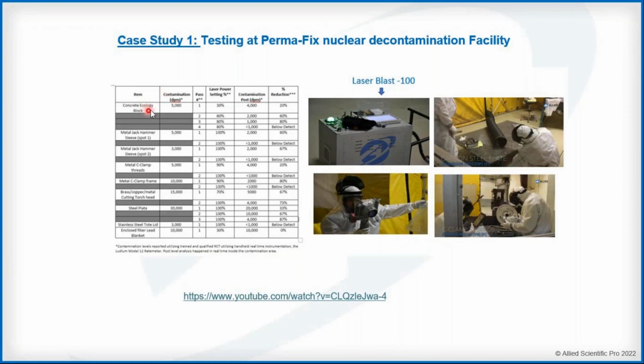Several different objects were treated: concrete ecology block, metal jackhammer, metal C-clamp, and so on. And for some of these objects, several passes were required to clean them, to bring them below 1,000 disintegrations per minute, which was defined as the clean level.